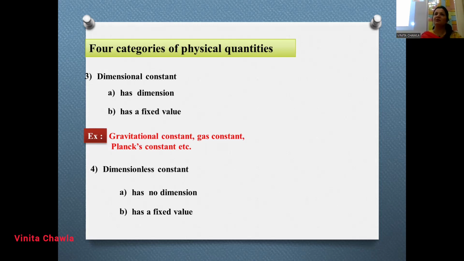Dimensional variables have dimensions, but they do not have fixed value because they are variable. And dimensionless variables have no dimensions, but they are variable. They do not have fixed value. Okay, because they are variable. Okay. Example of dimensionless constant: numbers like 1, 2, 3. Okay, they are dimensionless. Pi is a dimensionless constant.